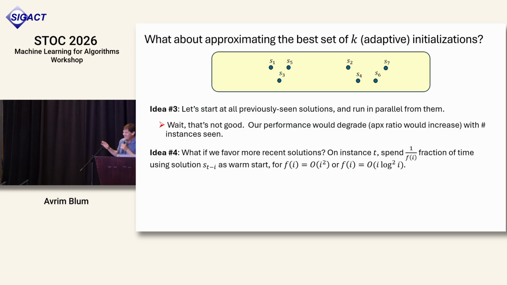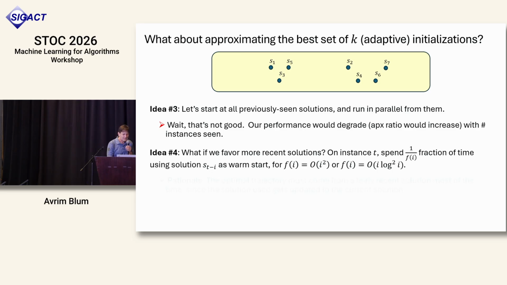Idea 4. Well, what if we favor more recent solutions? On instance t, let's spend 1 over f of I fraction of time using the solution that was I time steps ago for some function f of I, where 1 over f of I sums to 1. Like maybe 1 over I squared, something like that. 1 over I log I squared. So something that sums to a constant. So we're going to put more time on the recent ones and less time on the ones longer ago.